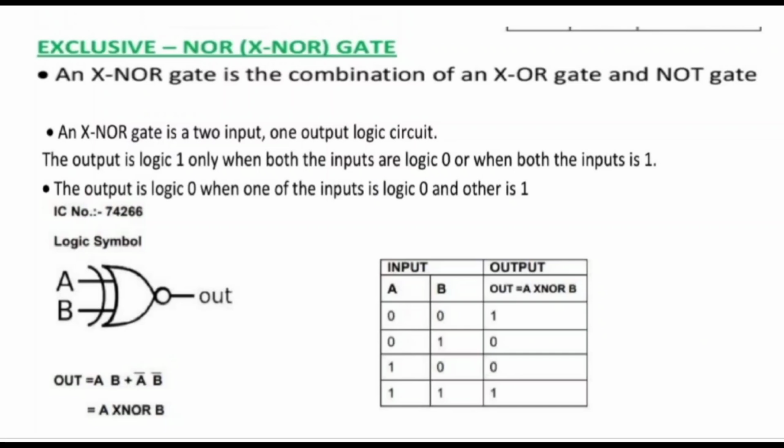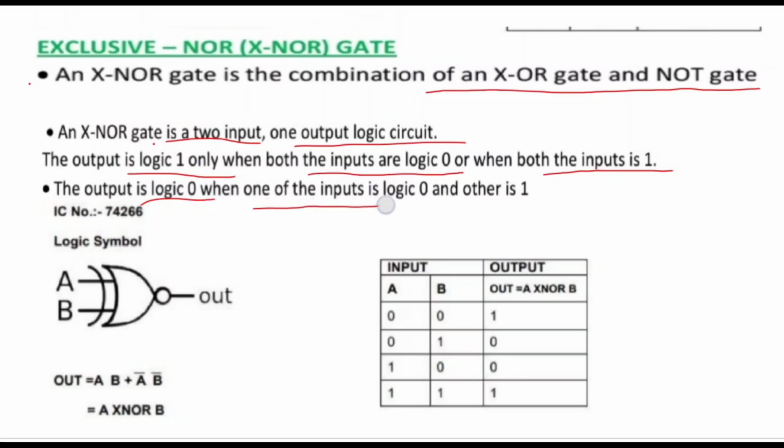So let's get started. An XNOR gate is a combination of an XOR gate and NOT gate. An XNOR gate is a two input, one output logic circuit. The output is logic 1 only when both inputs are logic 0 or when both inputs are 1. The output is logic 0 when one of its inputs is 0 and the other is 1. It means we simply call the XNOR gate basically the opposite of the XOR gate.